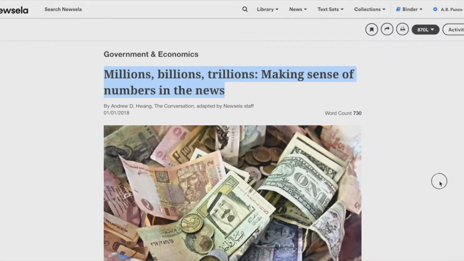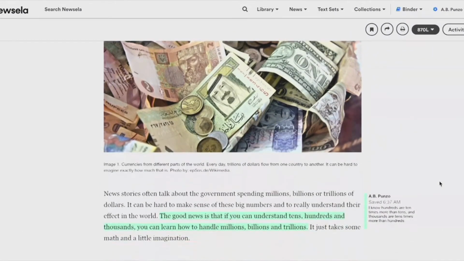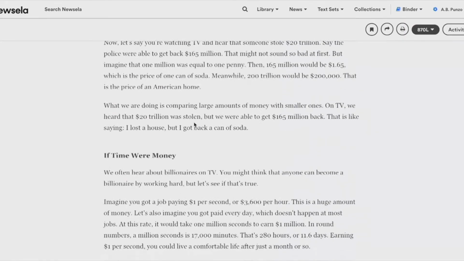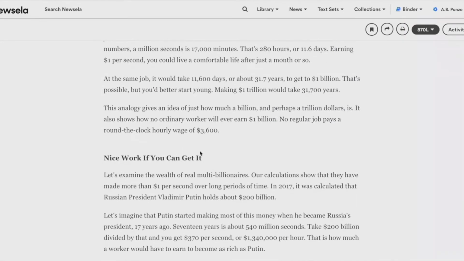Billions and trillions tells me we're going to be reading about large numbers and maybe trying to understand how they are used in the news. I might preview the headings to confirm my prediction based on the title.